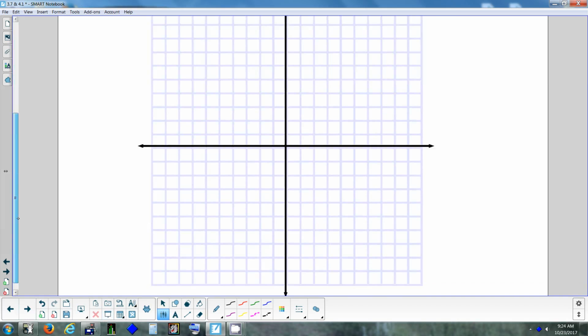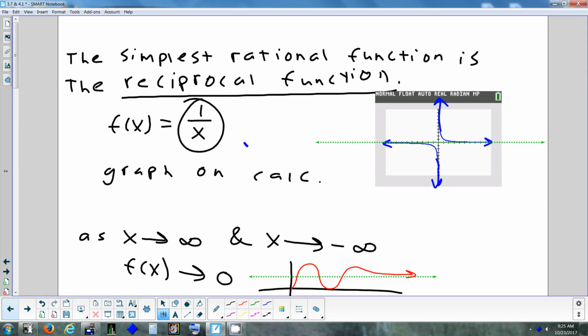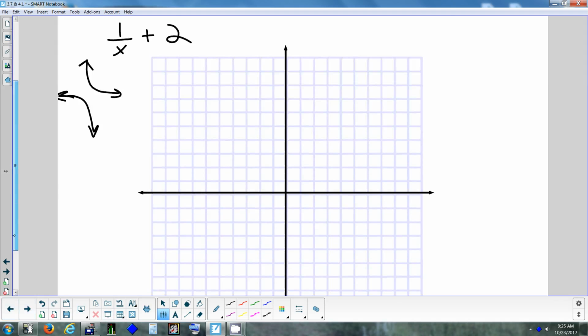All right, so now let's sketch that graph. Okay, so we already know what the graph of 1 over x looks like. That's right there. In fact, I can just make a quick sketch of that right here. So that's basically the pattern we're looking at. What is this +2 going to do? Think about it as a transformation. It's going to shift everything up 2. Right, it's going to shift up 2.